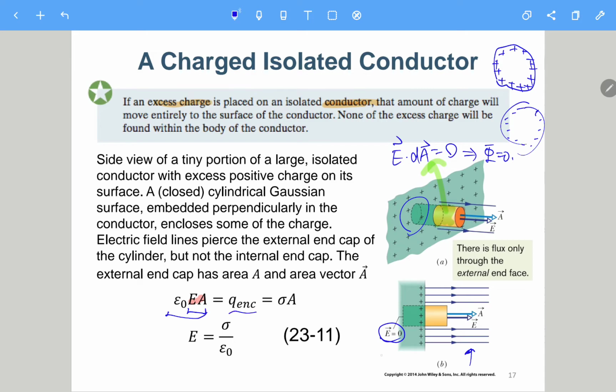And Q enclosed, we will also assume this is the surface charge density, and then this is the area. So A and A can be cancelled, so that we come up with this expression. It's a constant. It only relates to the surface charge density, and also epsilon naught, which is 8.85 times 10 to the minus 12.